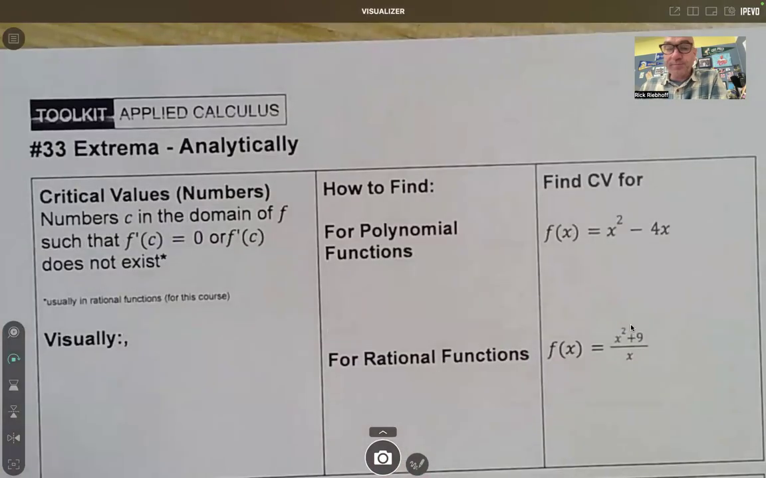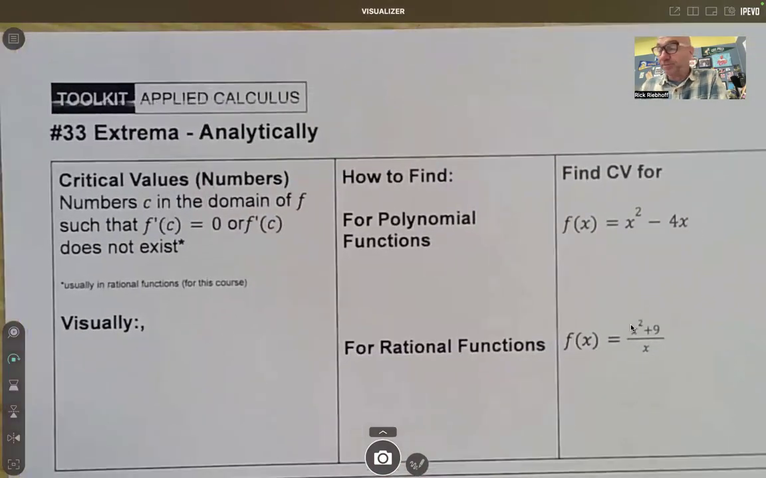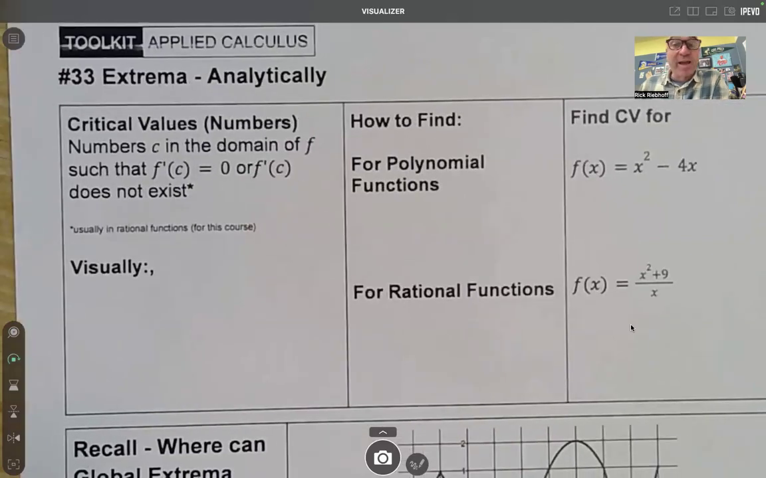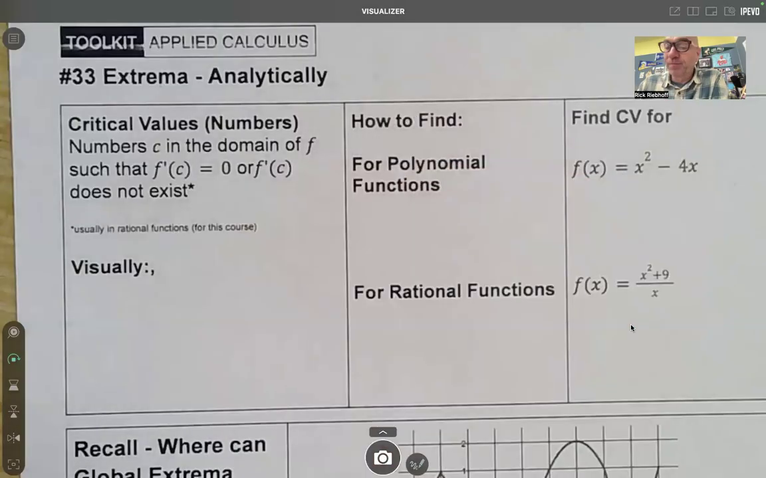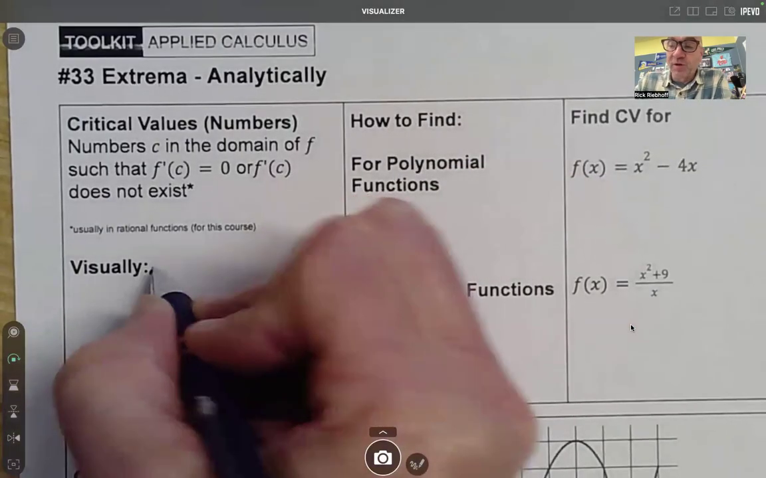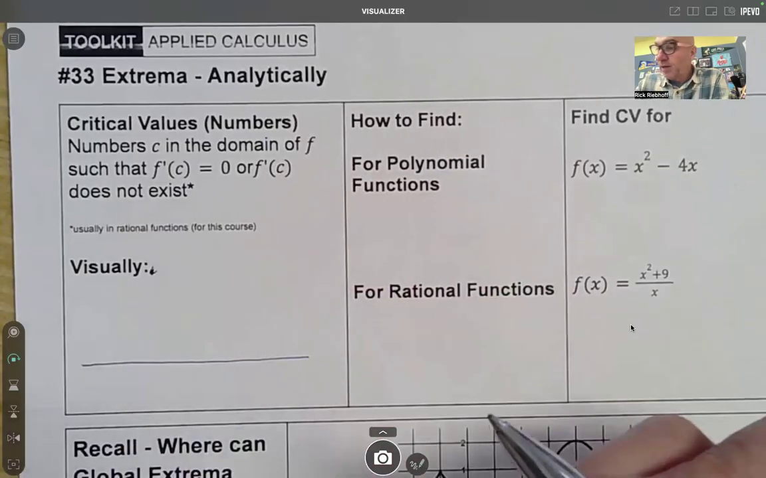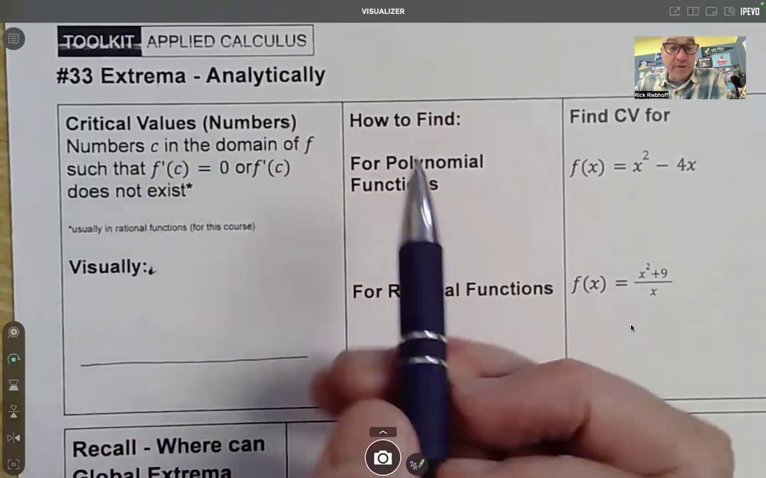So anyways, here we go. Let's do it. But can we do it without seeing it is the idea behind analytically, right? So visually, let's say we've got an equation here. Critical values, we're going to talk about that.